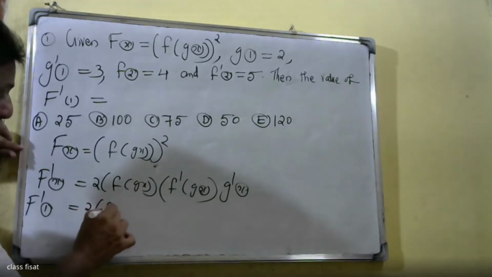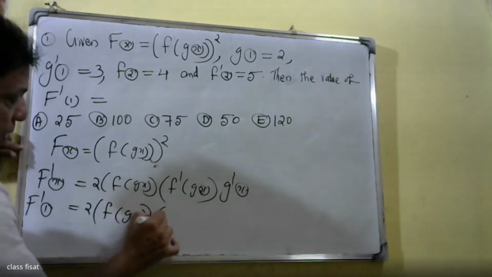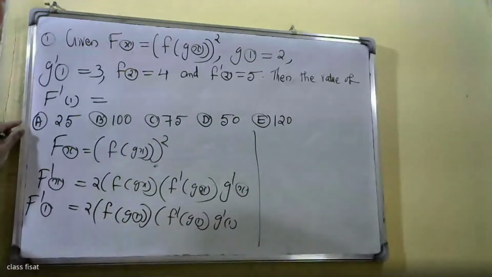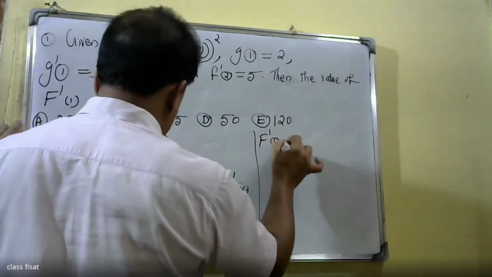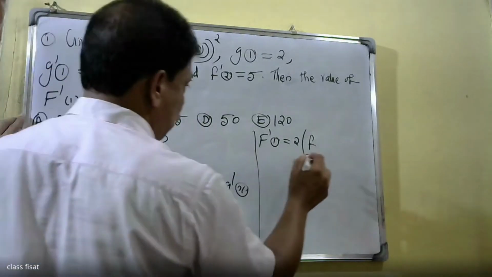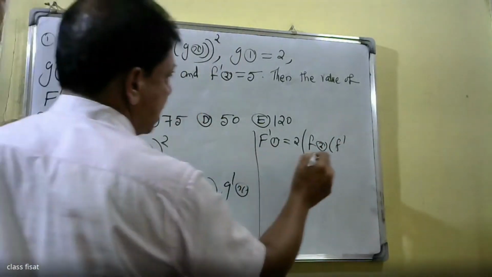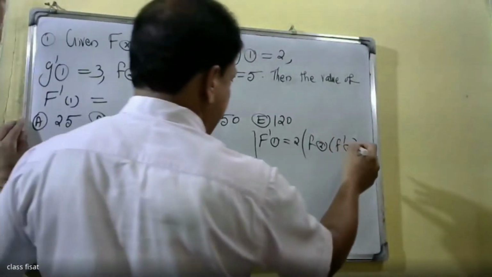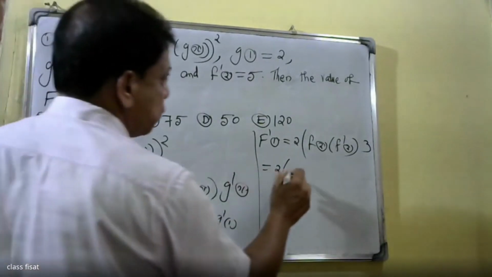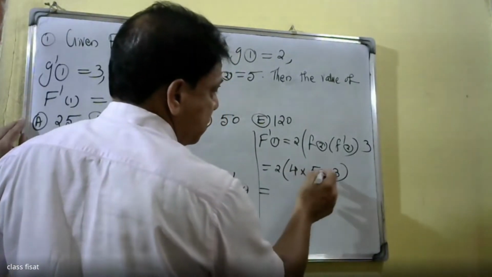2 into f of g of x, with x equal to 1, g of 1 will come, f dash g of 1, g dash 1. That is, f dash 1 is equal to 2 into f of g of 1, that is 2 into f of 2, into f dash g of 1, that is f dash 2, into g dash 1, which is 3. f of 2 is 4, f dash 2 is 5, and g dash 1 is 3, so 2 into 4 into 5 into 3, which is 120.